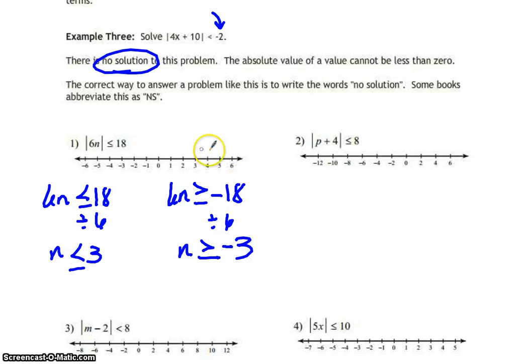So you go to where n is 3. You put a solid circle, and you're going to go this way, less than. Go to where it's negative 3, it's solid, and you're going to go this way. So it ends up being the middle part of your graph.